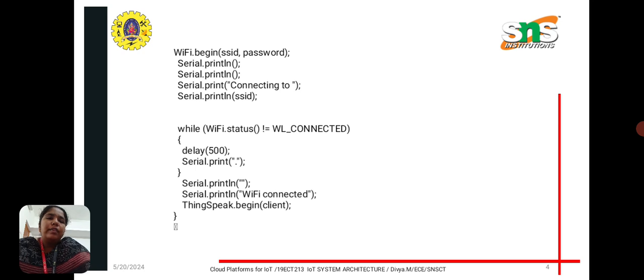Here we are giving Wi-Fi credentials like username and password. If Wi-Fi is available, we can connect directly. If it is not available, it will wait for some time to connect. If it is available, it will directly connect to that network.